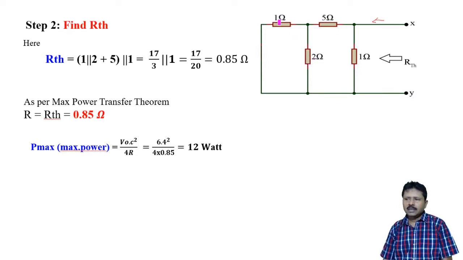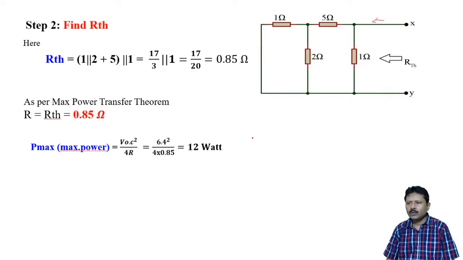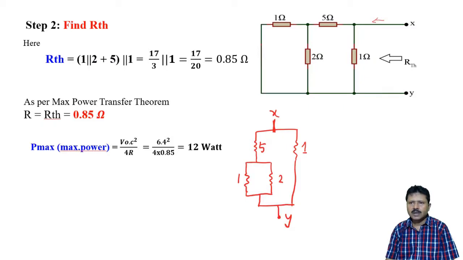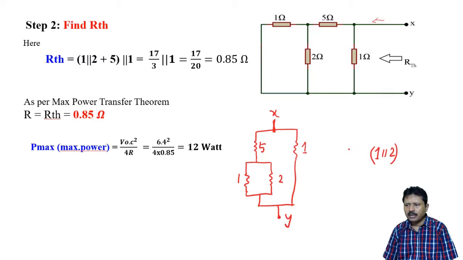So what will be the combination? Parallel of this will be in series connection with this 5. The ultimate equivalent of this 3 is in parallel with 1 ohm. If it is difficult to understand, then we may redraw this circuit, and from this circuit we can easily understand that 1 and 2 are parallel, 5 is in series with that, and after finding the equivalent of this 3, 1 will be in parallel connection. So ultimately we will get 1 parallel to 2, this will be in series with 5, and this will be in parallel with 1. So this is RTH, and ultimately we got the result, it is 0.85 ohm.